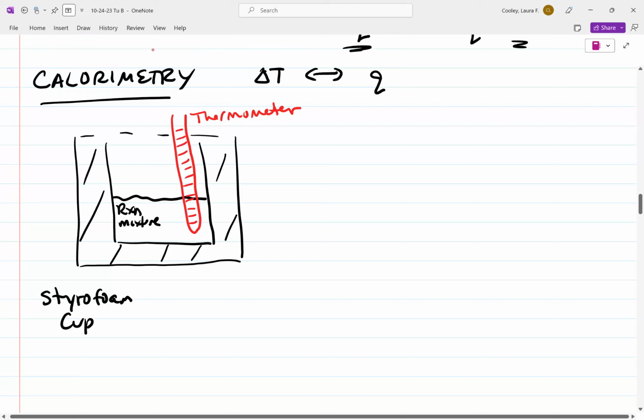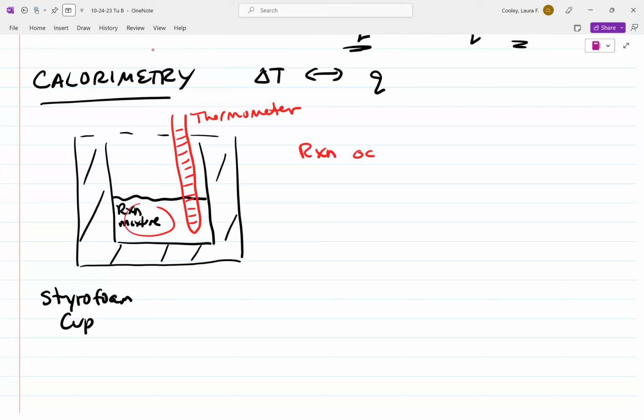And when the reaction occurs, it is either going to absorb heat or release heat. Let's suppose it releases heat. Suppose heat is released. What is going to happen to the temperature in that thermometer when the heat is released? It's going to go up. Temperature is going to go up.